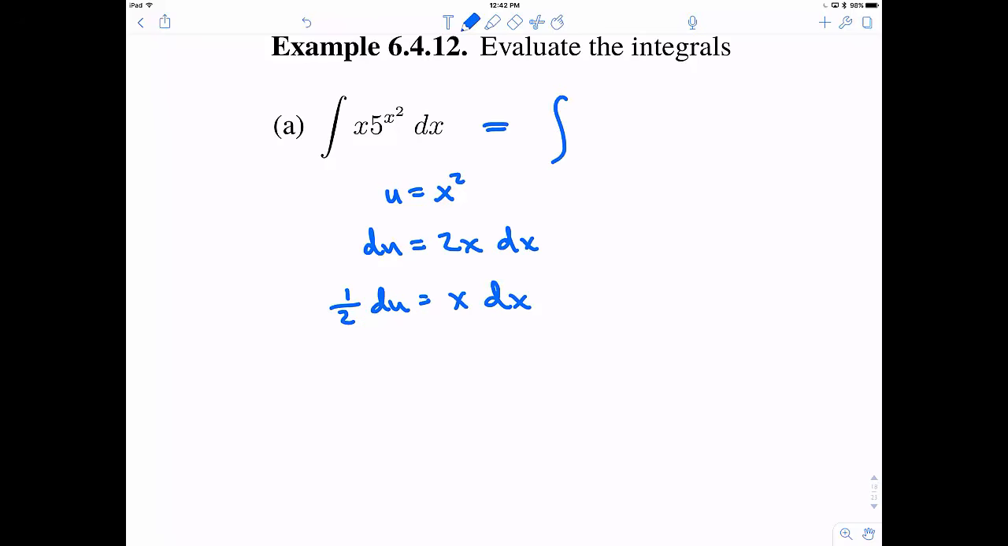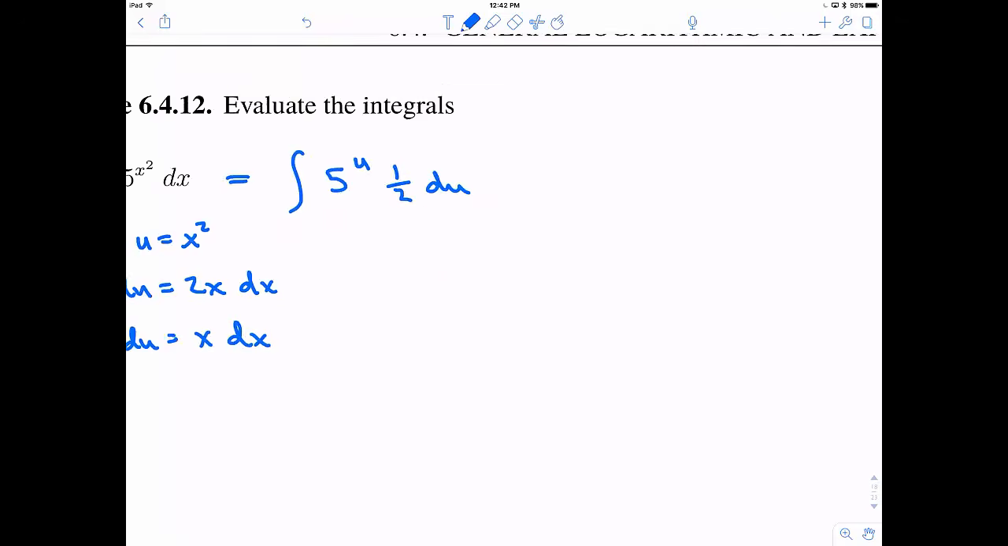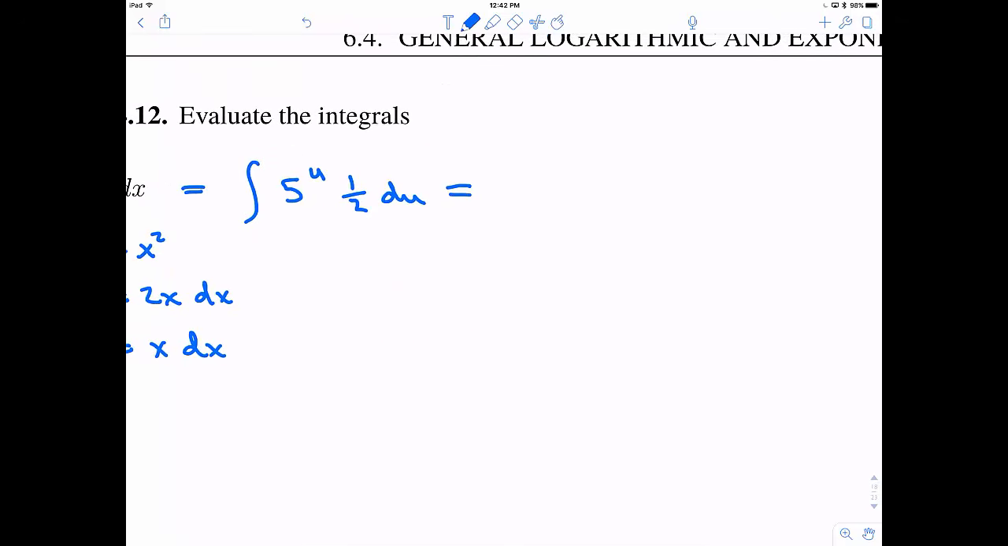So this is going to be the integral of 5 to the u, right? That's x squared is u. And then I can trade in my x dx for 1/2 du. Okay, now this is something that I can integrate. The integral of 5 to the u is going to be 5 to the u divided by the natural log of 5. Have this 1/2, a constant, just hanging around, and of course my plus c.